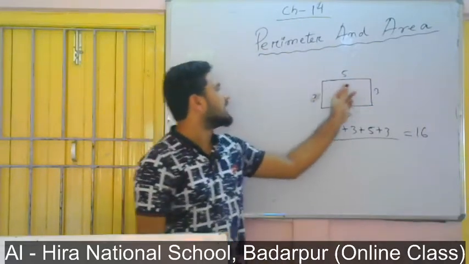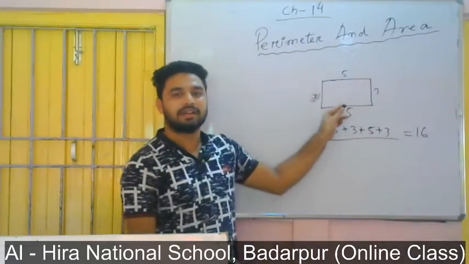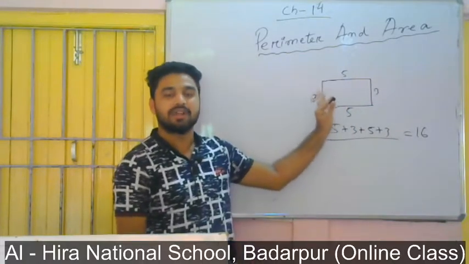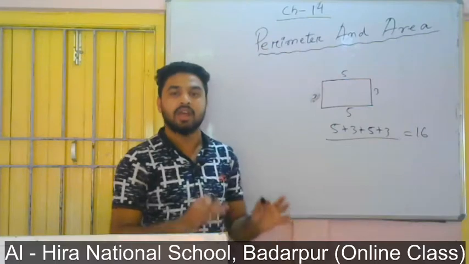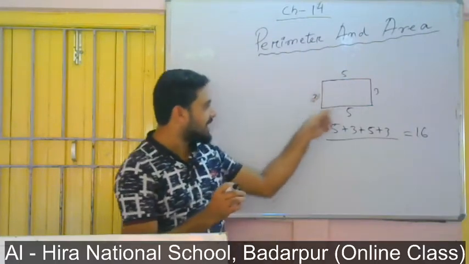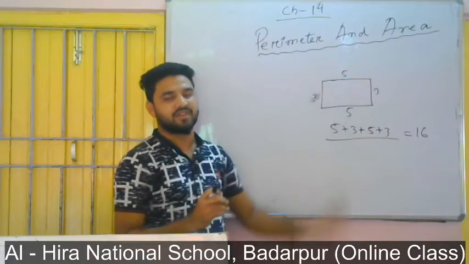So the perimeter of this rectangle will be 16. For example, I have taken. Okay. So that is called perimeter. Okay. Once again I am saying, perimeter is the total boundary length of any closed surface.